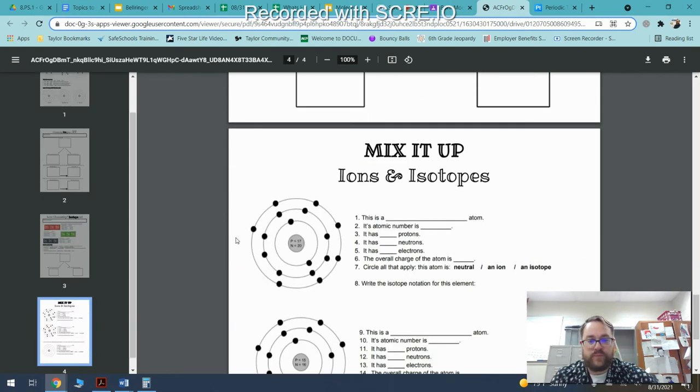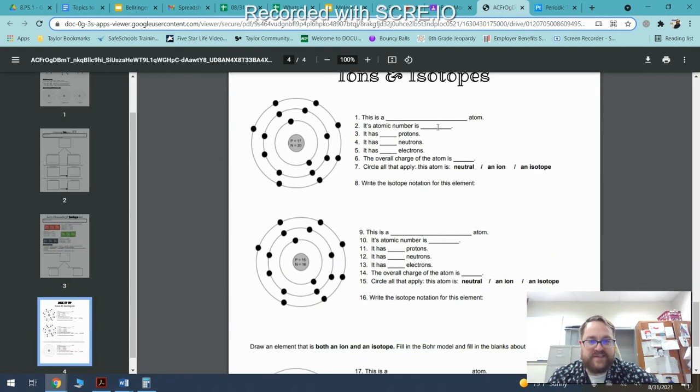All right? And here, when it says this is a blank atom, I want you to look at the number of protons, which will help you determine the atomic number, and then you write the name of the element here in number 1. Okay? Here you're going to tell me how many protons this has, how many neutrons it has, and then count the electrons. Tell me how many electrons it has.